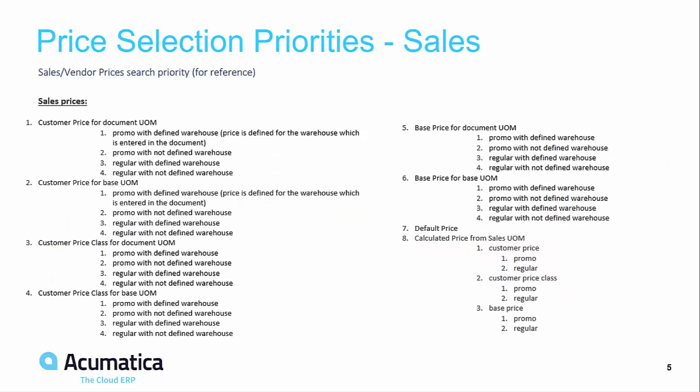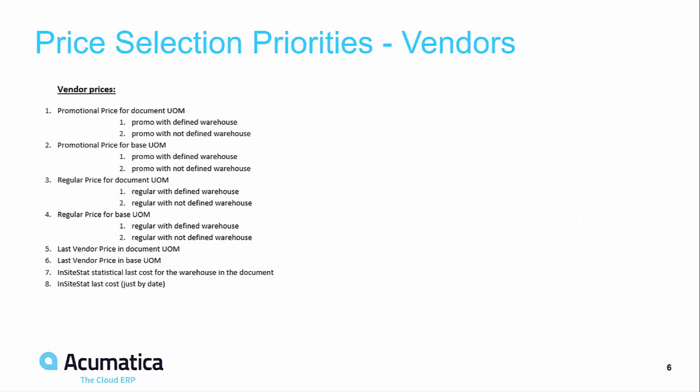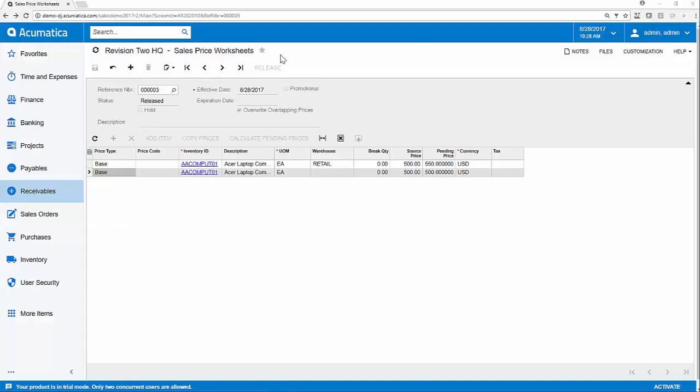For this feature review, it's also important to get an understanding of Acumatica's price selection priority list. Here we see the priority list that Acumatica selects for sales prices, as well as the price selection priority list for vendor prices. To begin, we'll take a look at warehouse-specific pricing.